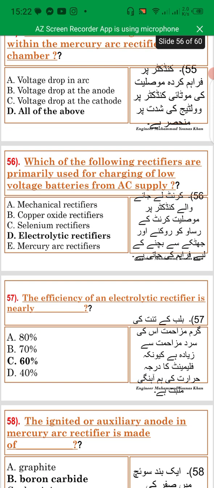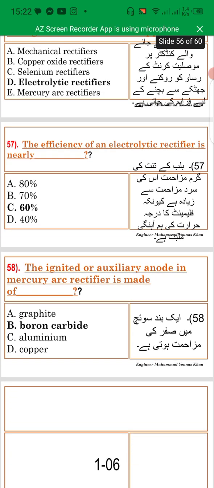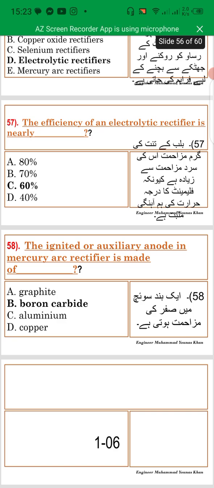Which of the following rectifiers are primarily used for charging of low voltage batteries from AC supply? Electrolytic rectifier. The efficiency of electrolytic rectifier is nearly 60%. The ignitor or auxiliary anode in mercury rectifier is made of boron carbide.